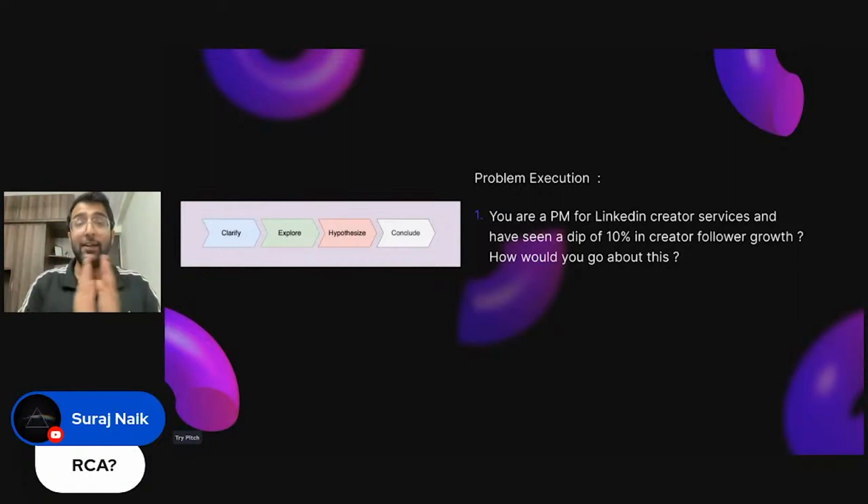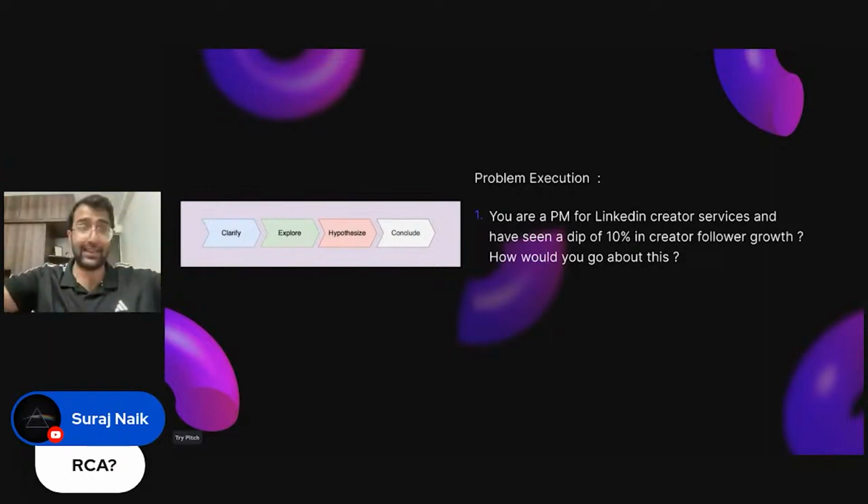The question is: you are a PM for LinkedIn creator services and you have seen a dip of 10% in creator follower growth. How would you go about this? ठीक है, so the question again: you are a PM for LinkedIn creator services, and you have seen a dip of 10% in creator follower growth. How would you go about it?